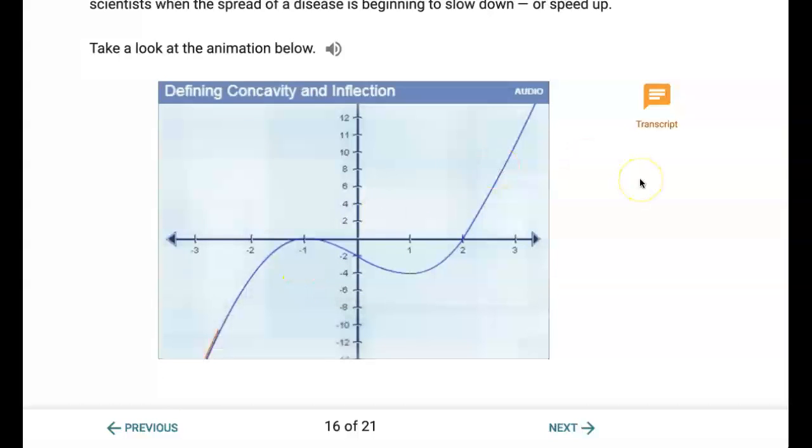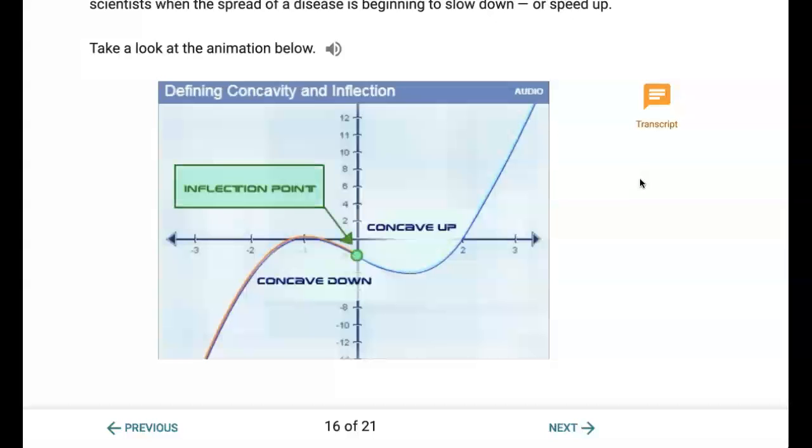The region of the graph that curves downward is said to be concave down. The region of the graph that curves upward is said to be concave up. The point at which the concavity changes is called an inflection point.